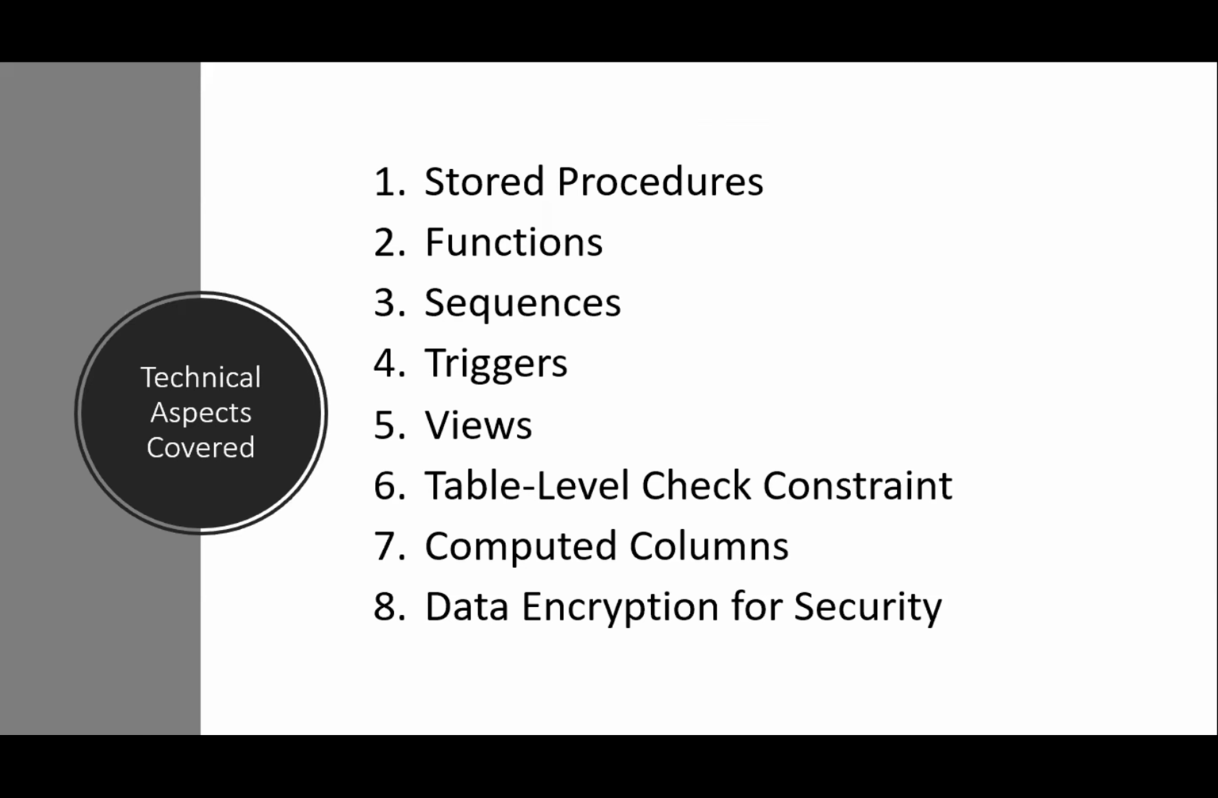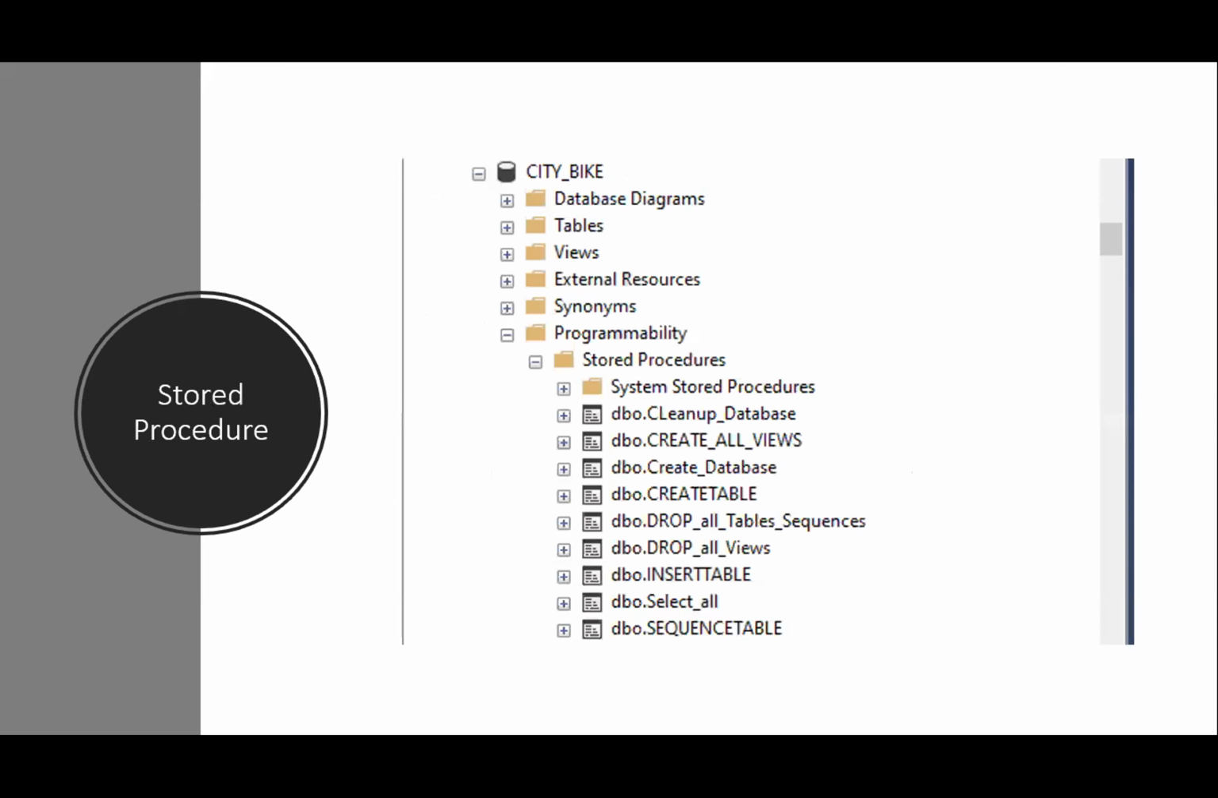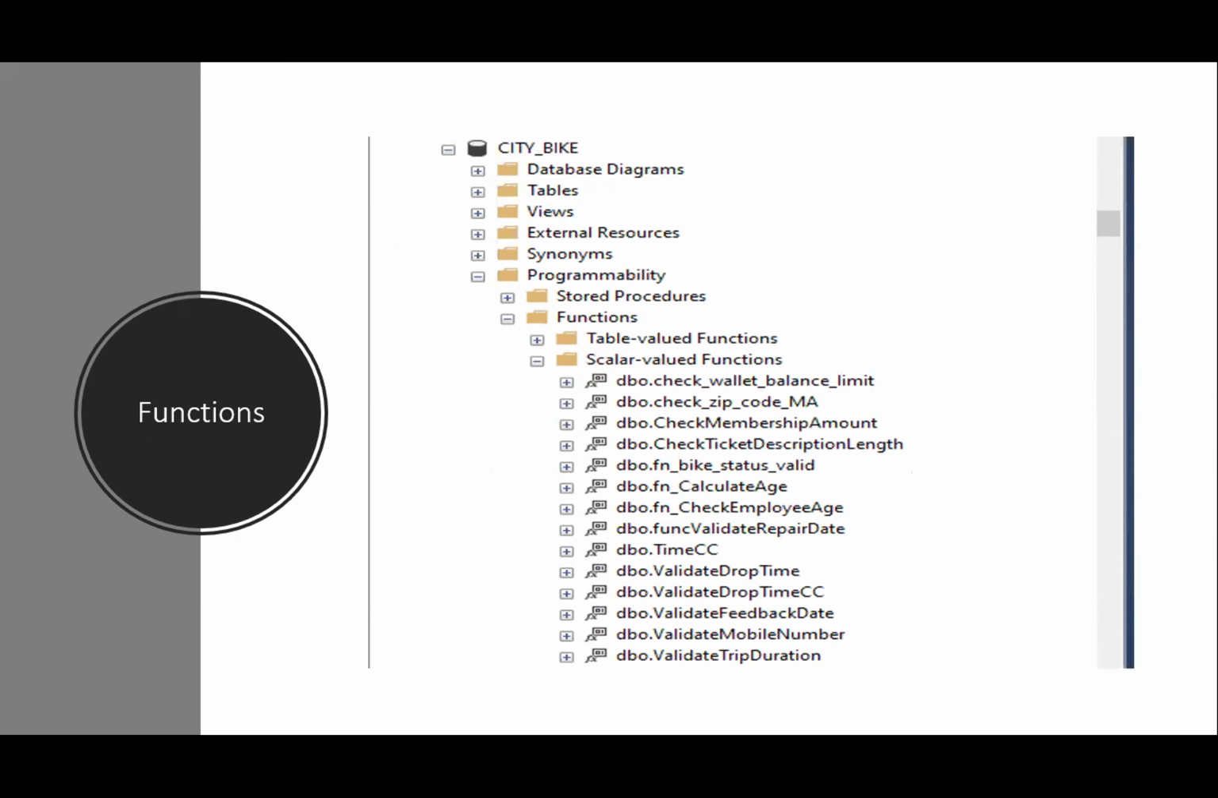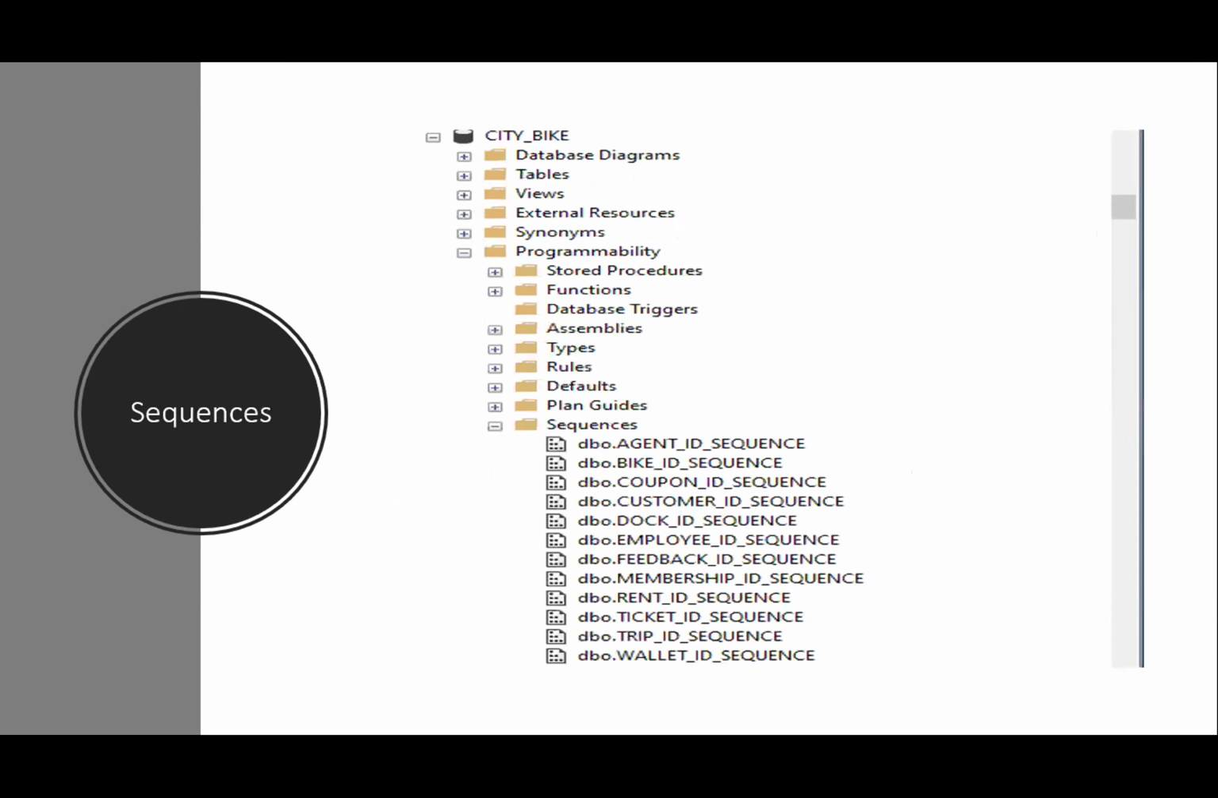So moving ahead with the stored procedures. These are the stored procedures we created in the database. With the use of these stored procedures, we can create all the objects in the database at once. We can even clean up the database using the cleanup stored procedure. Along with that, these are the functions that we have used for table check constraints and computed columns.